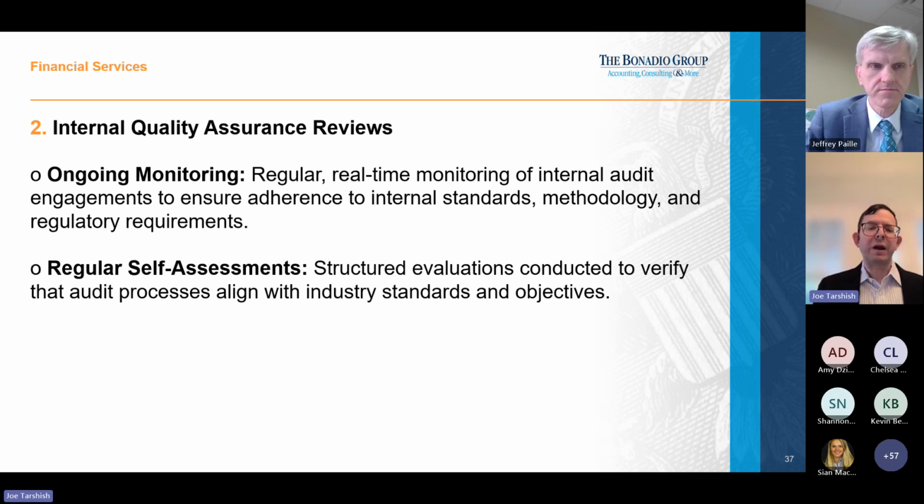And moving on. Internal quality assurance reviews. So we talked about the periodic ones that are external. These are what you do every day to assess and improve what you do within your audit department. So it's ongoing monitoring, regular real-time monitoring of internal audit engagements. We talked about work paper reviews to ensure adherence to internal standards, methodology, and regulatory requirements. And these are regular self-assessments. They could be quarterly, it could be twice a year, hopefully something like that. Some of them are annually. These are structured evaluations that verify audit processes are aligned with industry standards and objectives.